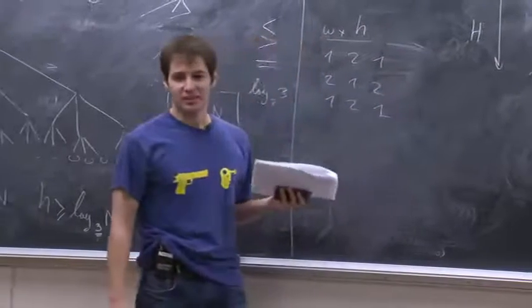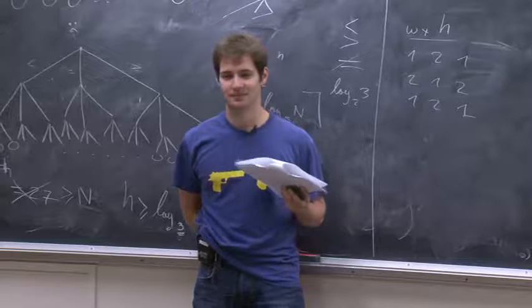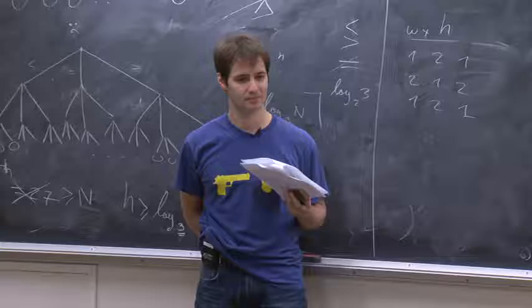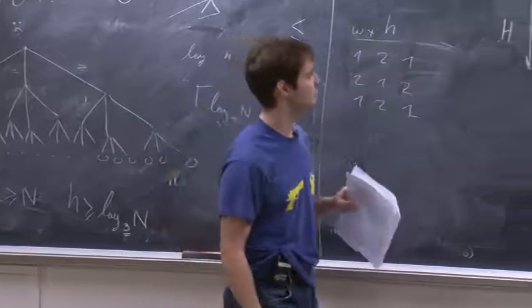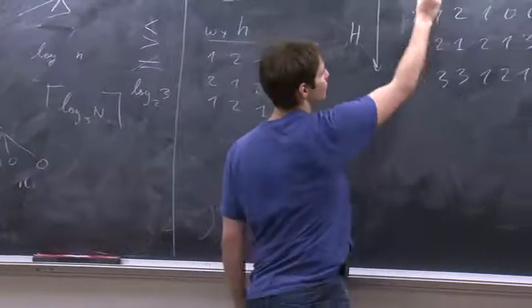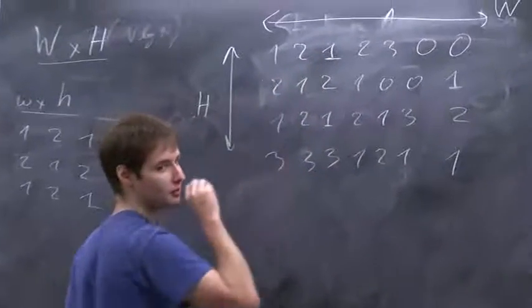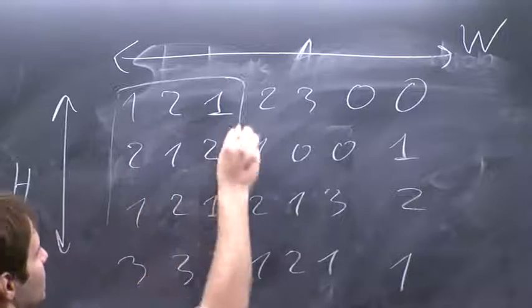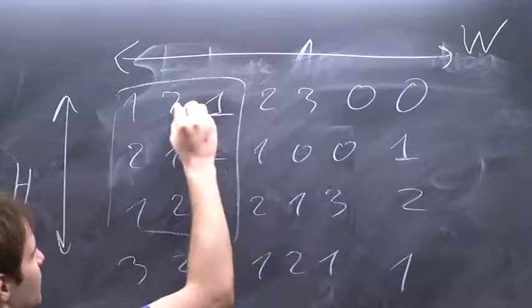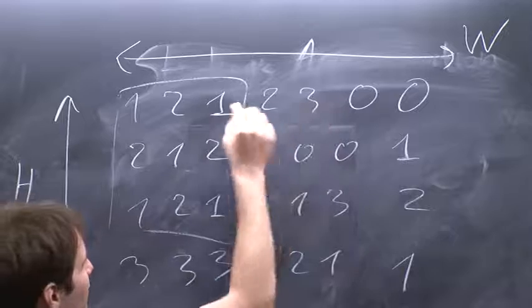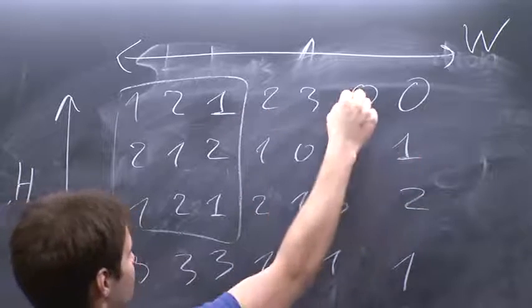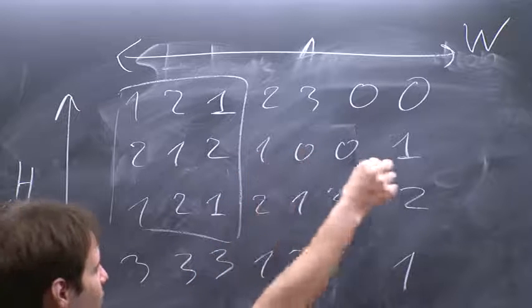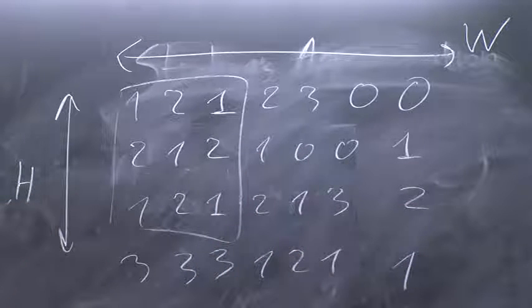So the naive way of solving this. You could just go through each row and then look for a match for the first row. Is this a match? Yeah, this is a match. This is not a match. This is not a match. This is not a match. This is not a match. Now we go down here. This is not a match. So on and so forth.